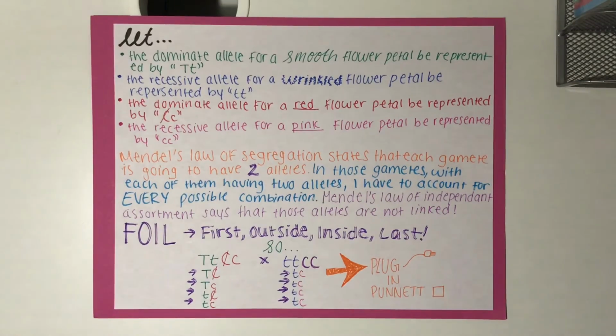So, capital T, lowercase t, capital C, lowercase c, and lowercase t, lowercase t, lowercase c, lowercase c will be crossed, and the combinations will be as follows. So it would be capital T, capital C, capital T, lowercase c, lowercase t, capital C, and lowercase t, lowercase c. And then next up, I'm going to be plugging this into a Punnett square.